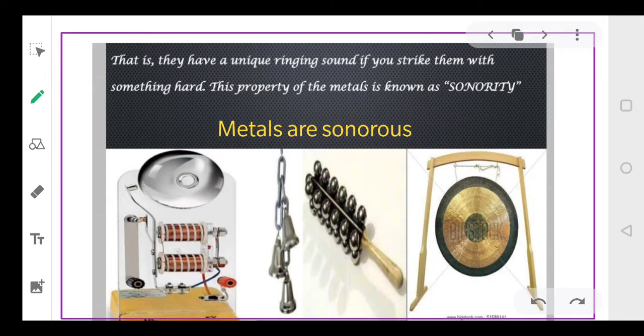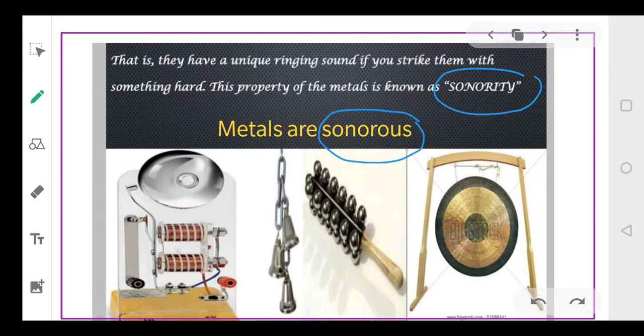Then there is a unique property in metals that when you hit some metal with a hard object, it will produce sound. And this property is called sonority. So metals are sonorous in nature, right?